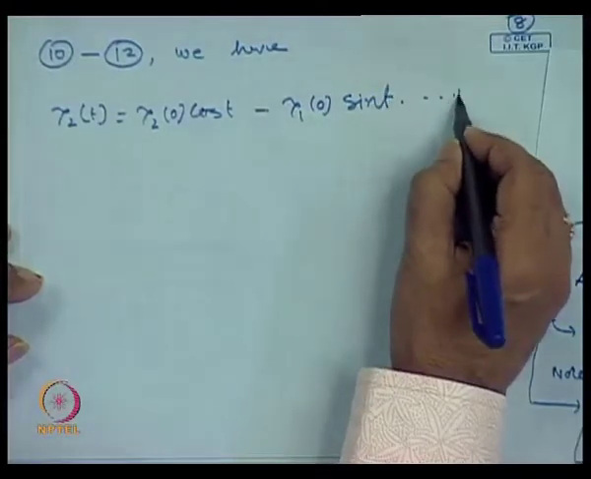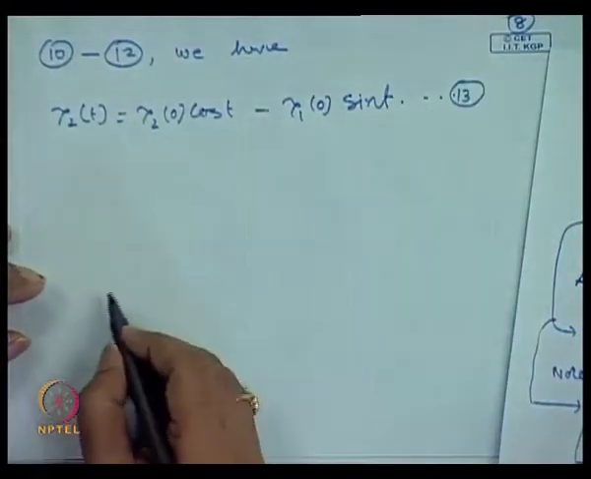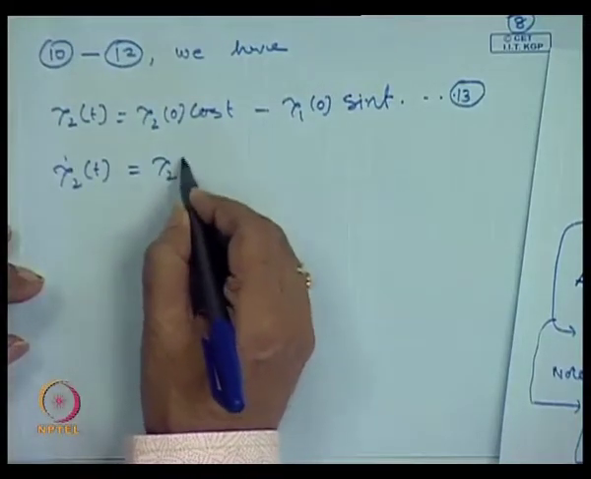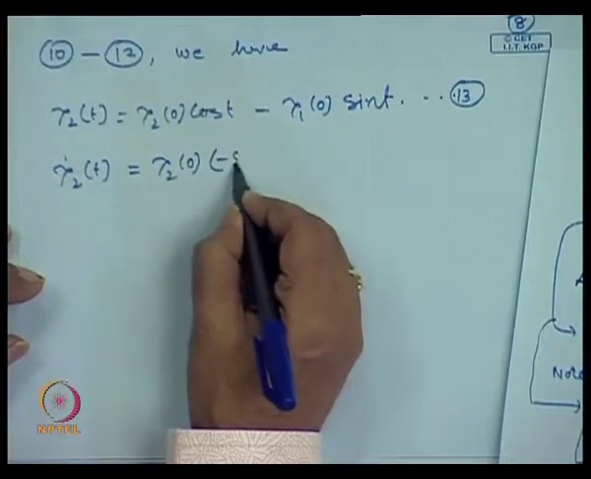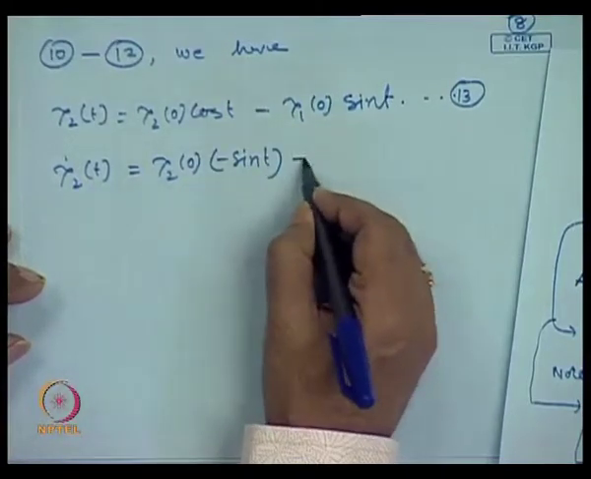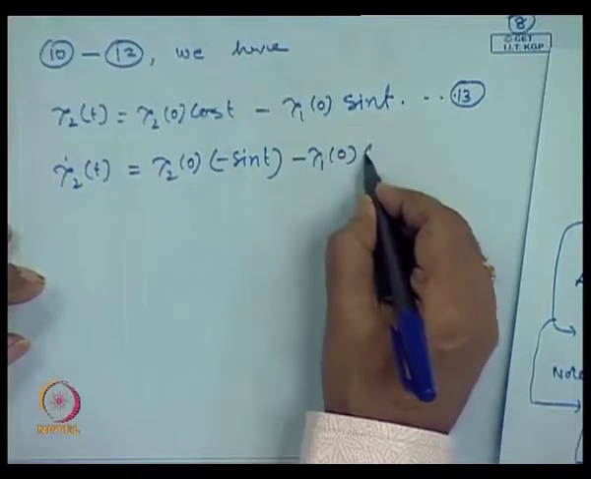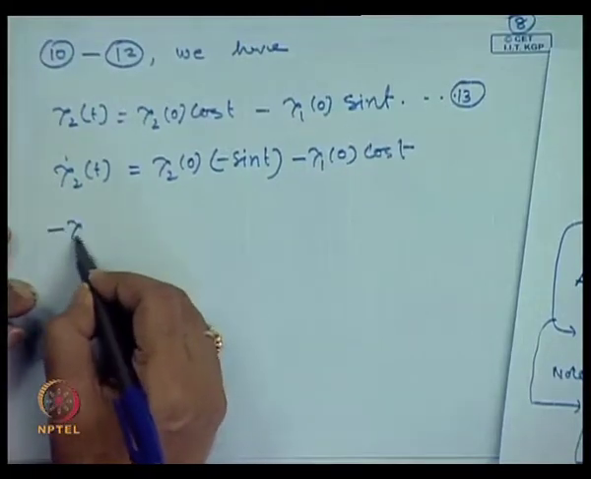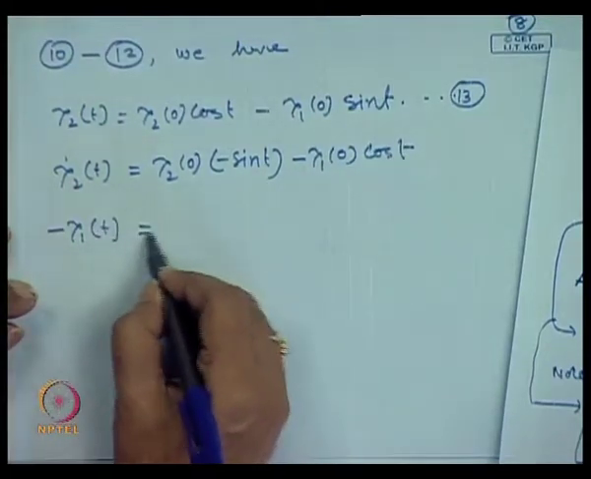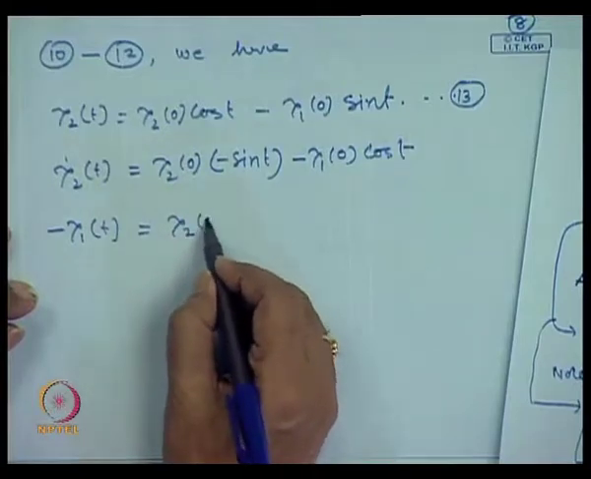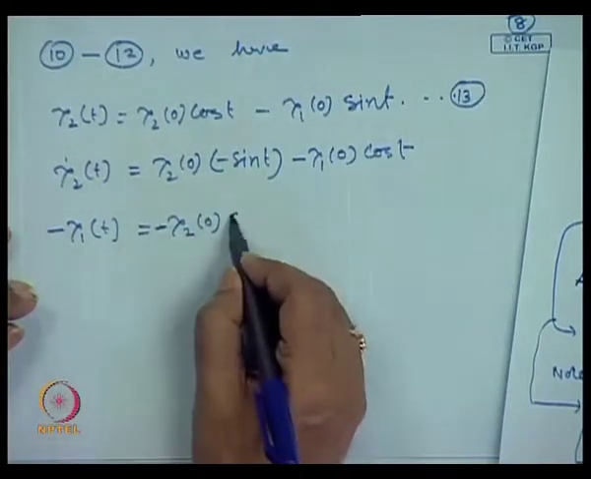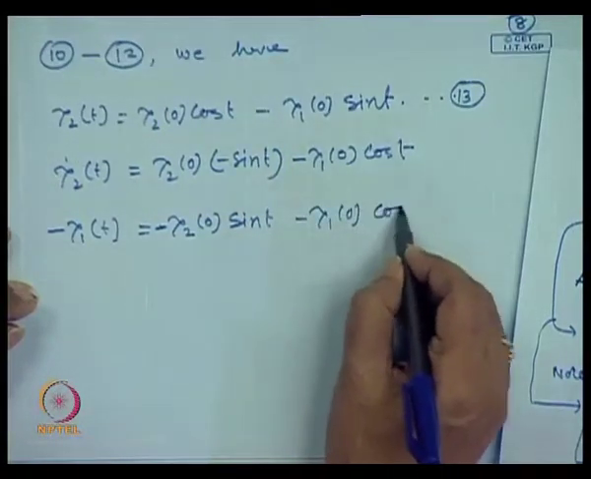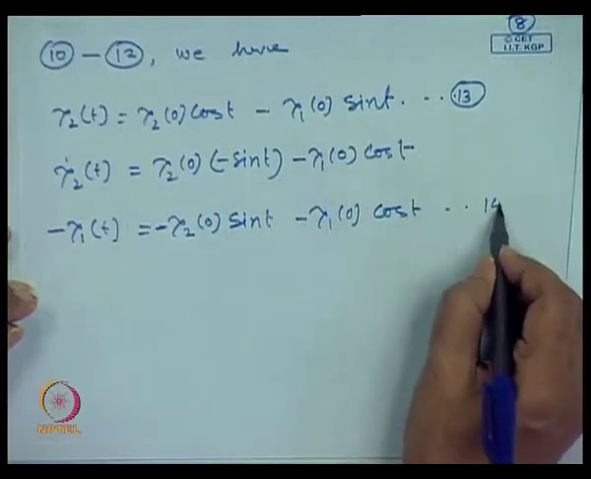So, let us call this equation number 13. And if you differentiate this one, we get minus lambda 1 of t is equal to lambda 2 of 0 times minus sin t, and minus lambda 1 of 0 cos t. So, let us call this equation number 14.